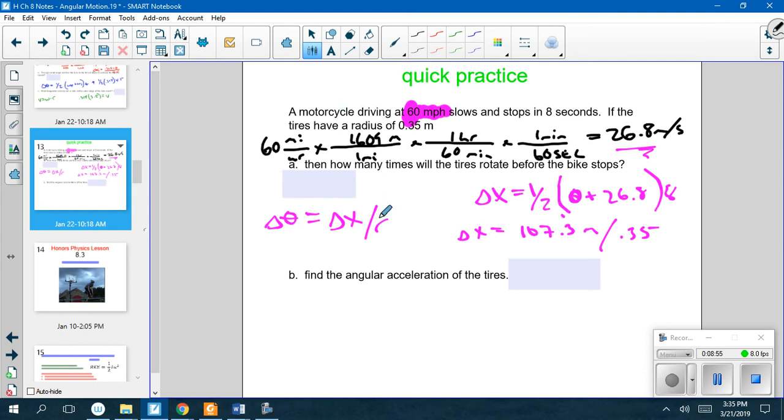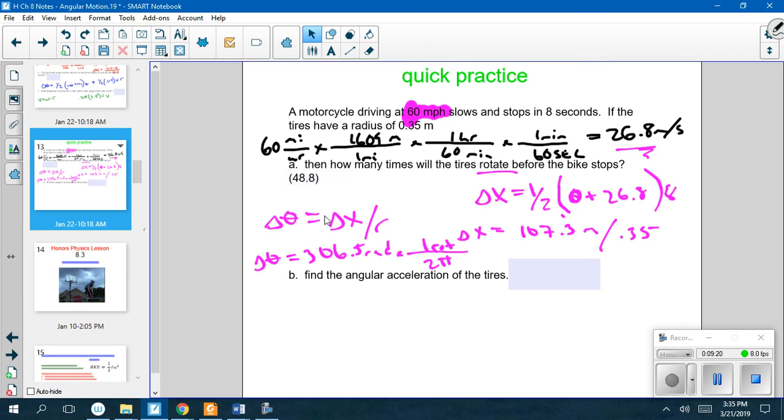And that should be 306.5. But it doesn't want radians, it wants rotations. So we've got to convert these radians into rotations. Every 1 rotation is 2 pi, so we divide by 2 pi, and that should give us 48.8 rotations before it comes to a stop.